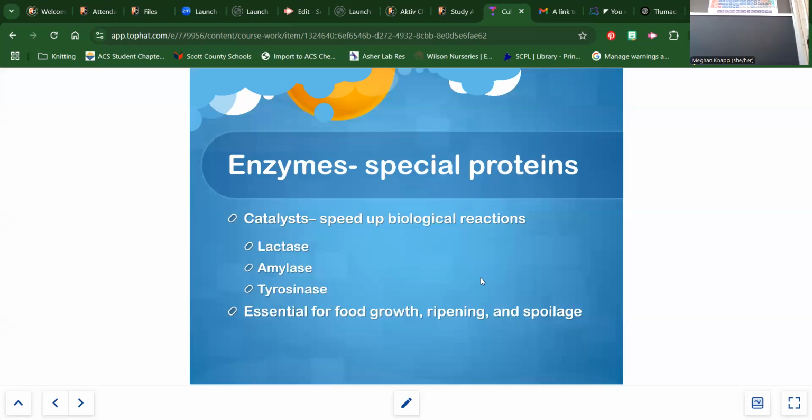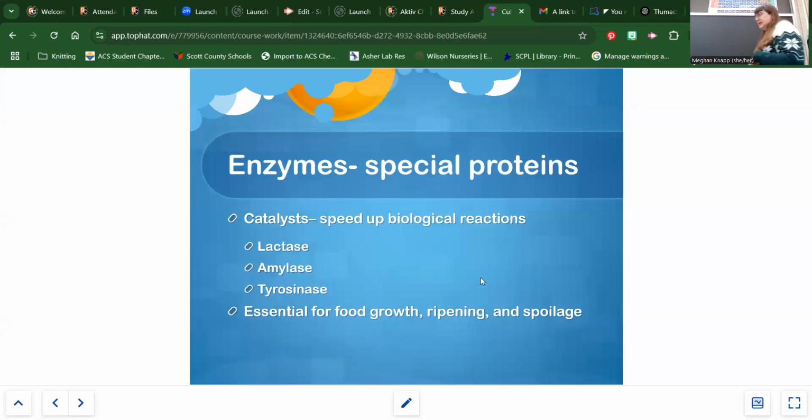Now, that's not 100%. Anybody can be lactose intolerant. Anybody can tolerate the lactose, depending on where you're from. But the general trend tends to be people whose ancestors are from northern countries tend to be more lactose tolerant.